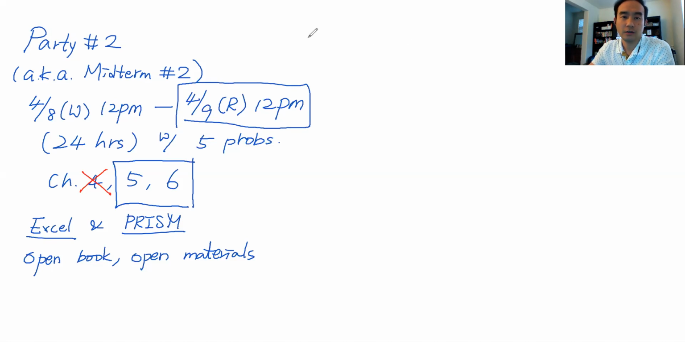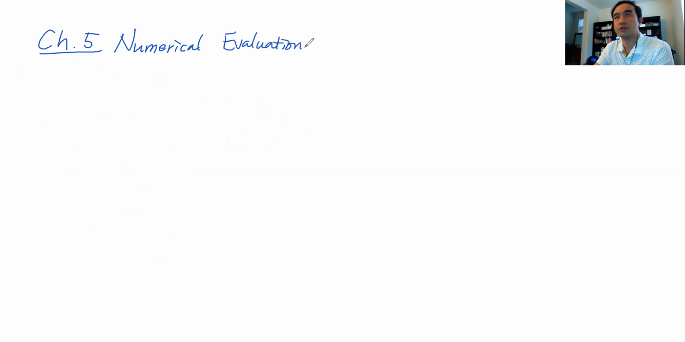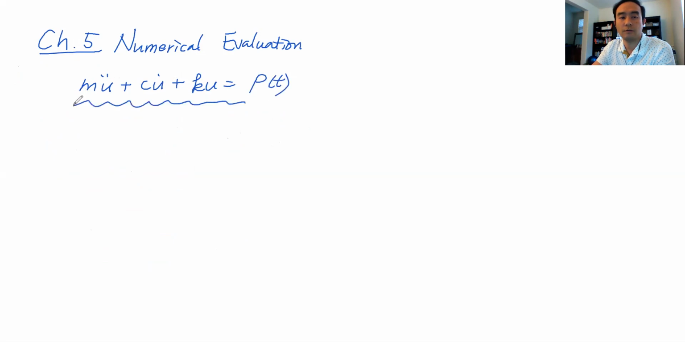Okay, so let's look at chapter 5 first. Chapter 5 is about numerical evaluation. In the earlier chapters 1, 2, 3, and 4, we talked about how we can solve this differential equation, m u double dot plus c u dot plus k u equals p of t. This is the very basic equation of motion in structural dynamics.